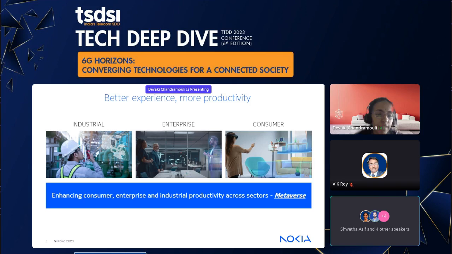While consumer metaverse is more about entertainment, gaming, and consumer related activities. And here it is more about improved experience, while it is less about improving productivity on a day-to-day basis. So in the subsequent slides, we will also show why we believe the enterprise and the industrial metaverse have a key role in the near future compared to the consumer metaverse.